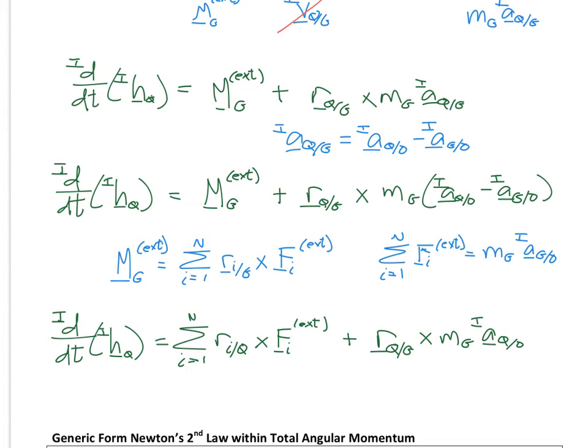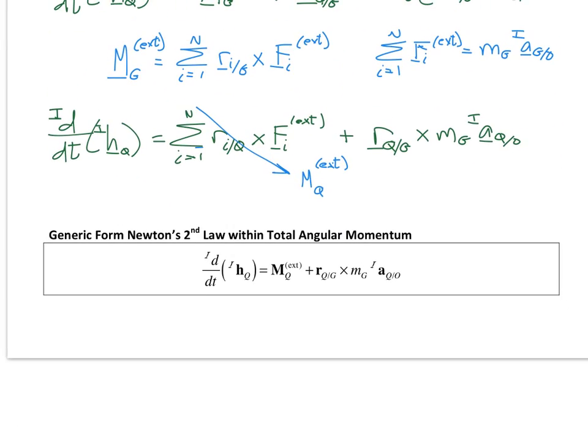Our moment specifically is r cross F, and the r is a position vector to each of the particles, but instead of being related to the center of mass, like we had with the external moment, we now have the position vector that's related to our arbitrary point Q. So this is the moment about Q due only to the external forces that are on the multi-particle system.